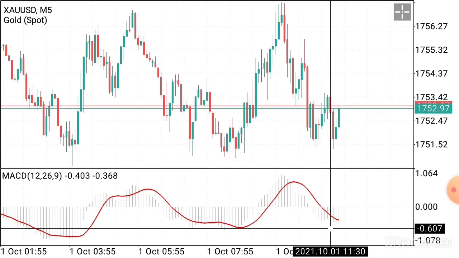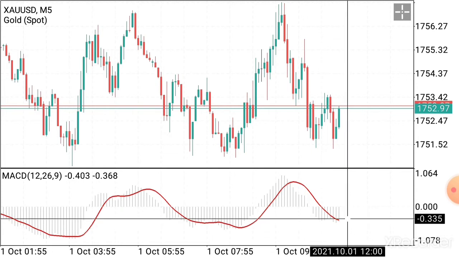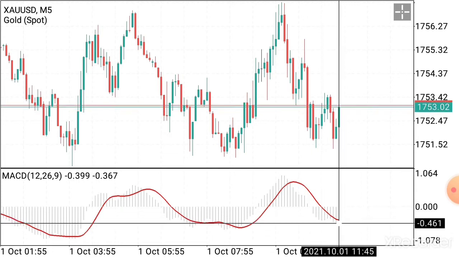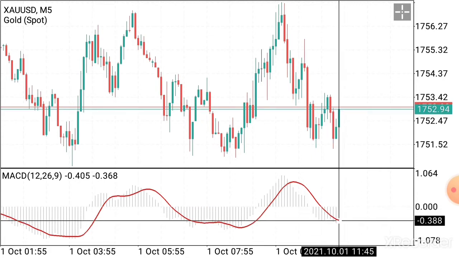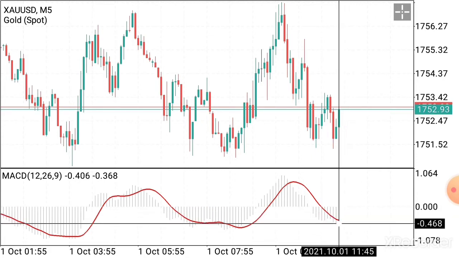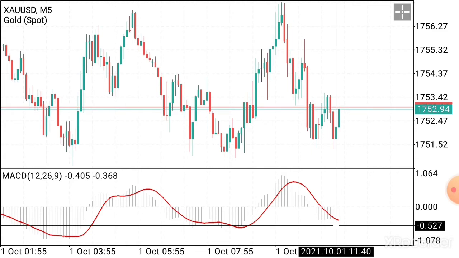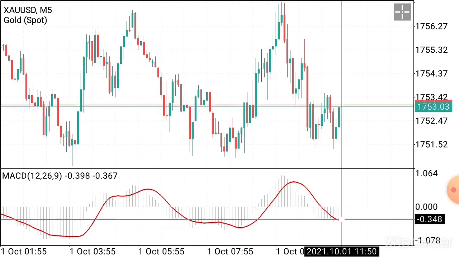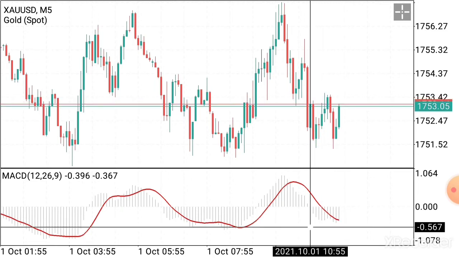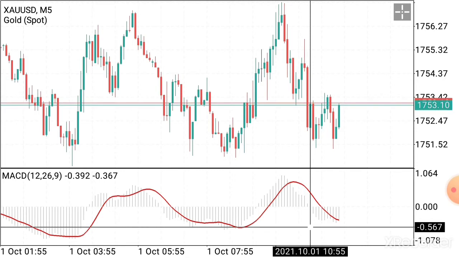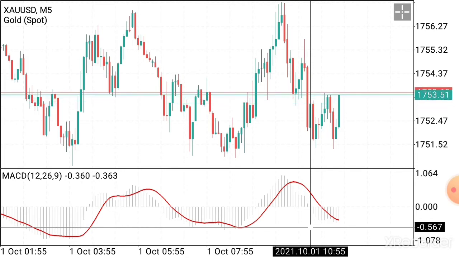So basically I'm just waiting now for this histogram, the gray lines, to curl upwards and cross the red line. You can see they're actually meeting right now at the moment, and we have a green candle, so most likely on the next candle we'll be crossing the red line, which will be our entry signal. So I'll keep an eye on it here, and we'll see how it pans out.